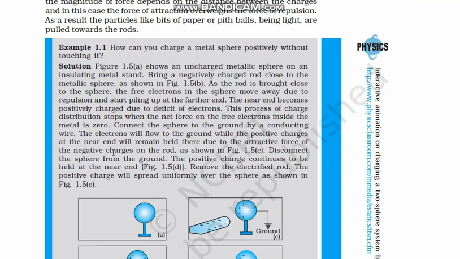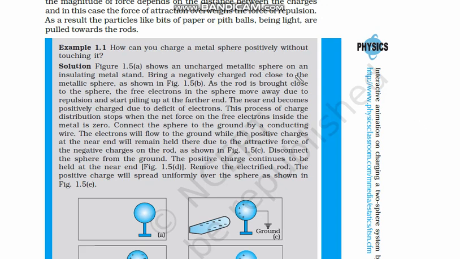So figure 1.5a shows an uncharged metallic sphere, with no charge, on an insulating stand. The stand should be insulating, so the charge should not pass through. Bringing a negatively charged rod close to the metallic sphere. Remember, you have to charge it positively. So you have to bring a negative object, and charging by induction will be used in this case, because you have to make it positively charged without touching.